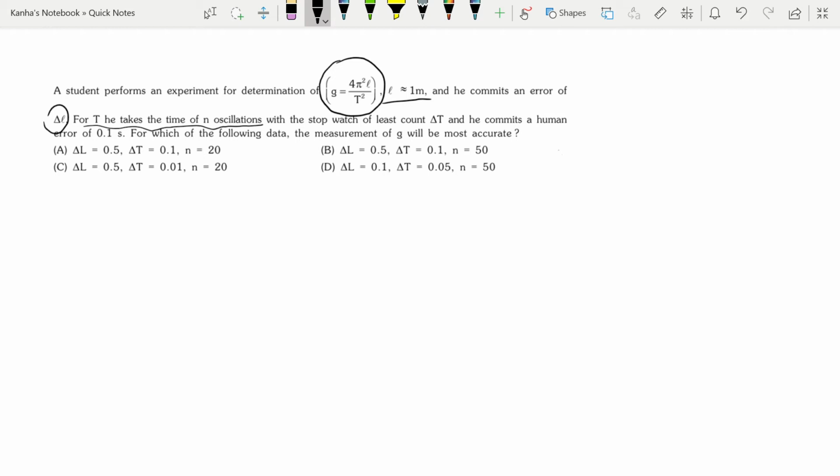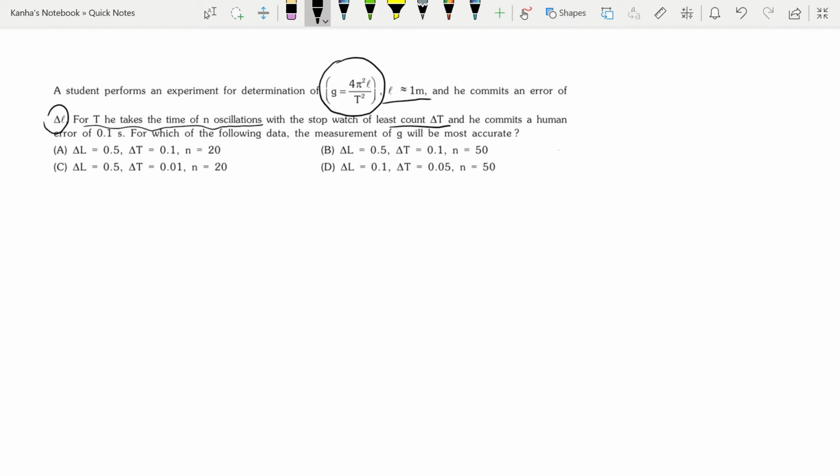This means that he measured it n times. There were n oscillations in total, and it took a time of t. Okay, and the least count of that measurement was delta t. So for n oscillations it took a time t, and this was done using a least count of delta t, and he commits a human error of 0.1 seconds. So for which of the following data will the measurement of g be most accurate?